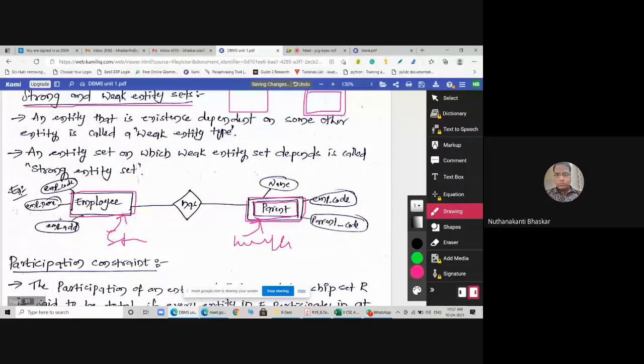The association is there again. Employee ID, employee name, and employee code, and here also employee code. So a common attribute is there, because when you are associating, compulsorily one of the attributes must be there. Now understood? Hello, all of you understood?